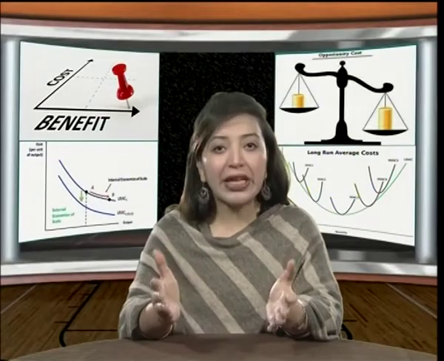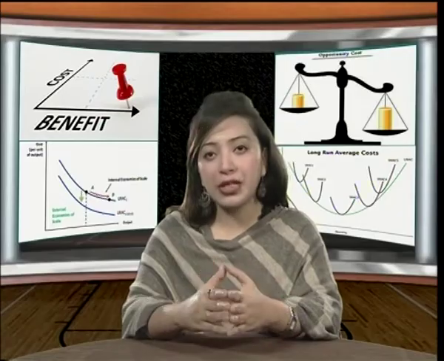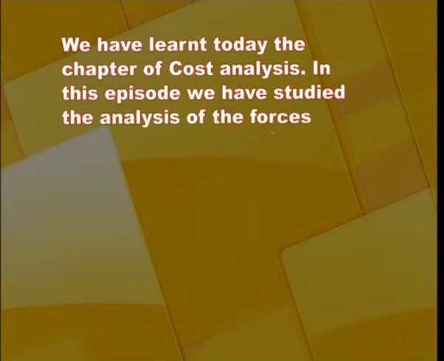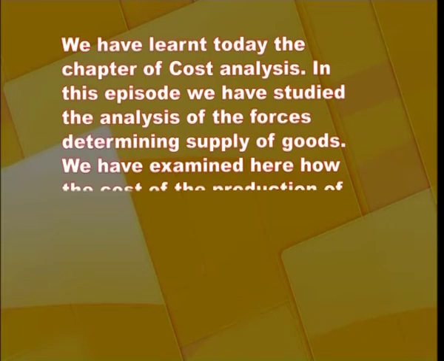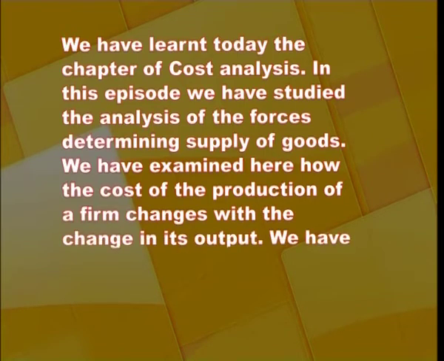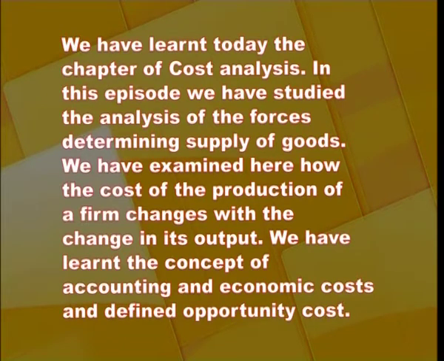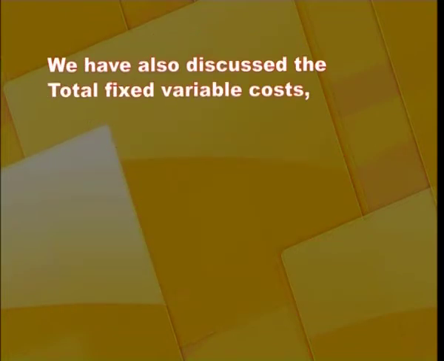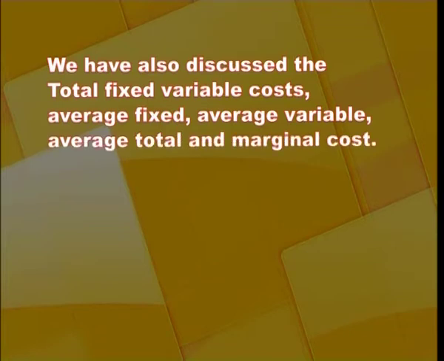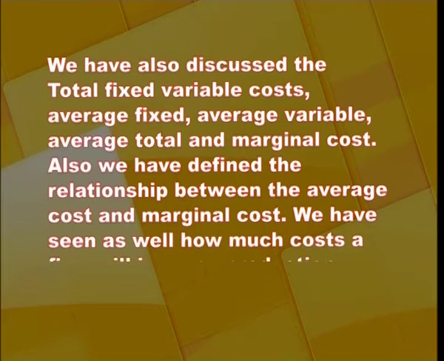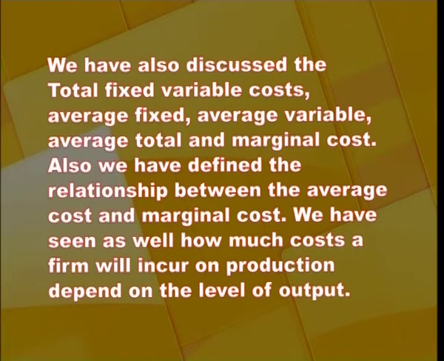So finally, let's quickly summarize what we have learned in today's session. We have learned today the chapter of cost analysis. In this episode, we have studied the analysis of the forces determining supply of goods. We examined here how the cost of production of a firm changes with the change in its output. We have learned the concept of accounting and economic cost and defined opportunity cost. We have also discussed the total fixed, variable cost, average fixed, average variable, average total and marginal cost. Also, we have defined the relationship between the average cost and marginal cost. We have seen as well how much cost a firm will incur on production depending on the level of output.